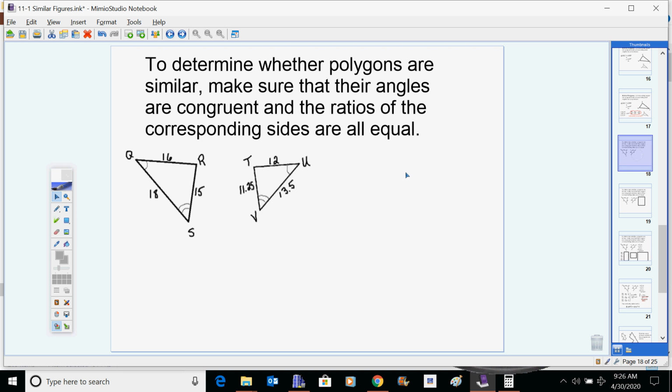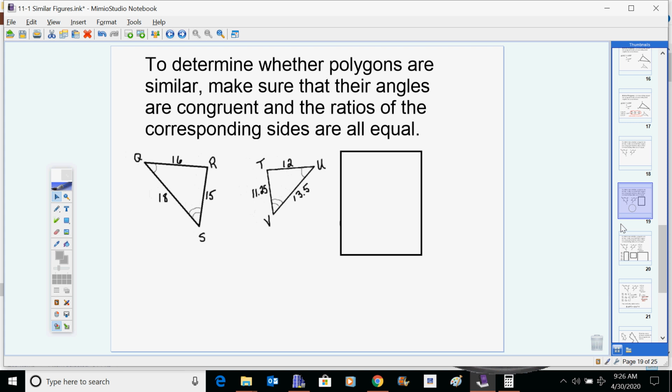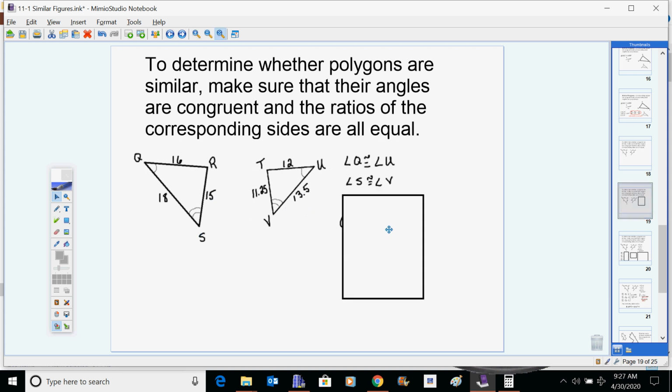Okay, so to figure out whether they're similar or not, if you want to do the long version, you have to first of all find out if all the angles are congruent, and then you need to find out if the sides are proportional. So let's tackle the angles first. On this problem, angle Q equals U, V equals S. So what that would tell you, because you know from the past that if two angles are congruent, the third angle is congruent.